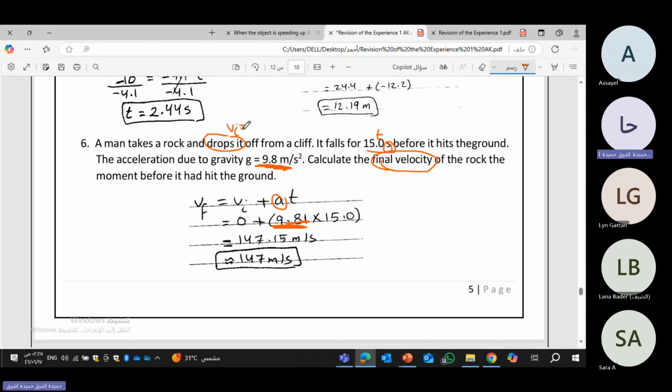It means it was 0. Don't forget: drops off, or drops like this, falls, drops, all these indicate initial velocity 0. So you just substitute, you get the number. Okay, I can bring it as choices maybe, girls. As choices maybe for this question.